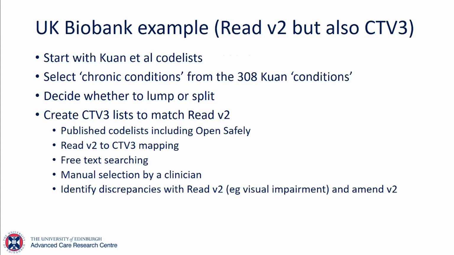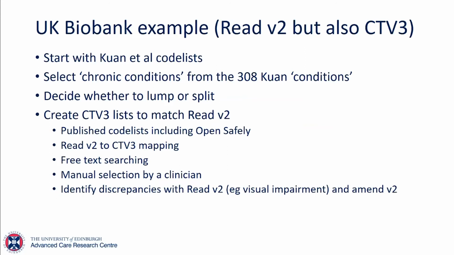Okay, so in UK Biobank, we have an MRC and NIHR funded study looking at depression and physical disease accrual. And half of UK Biobank, you get GP data as well. And so we start with Valerie Kwan's code lists. We then select chronic conditions from those code lists because they're not all chronic. And then we decide how much we're going to lump or split them. And then we're faced with the problem that all of her code lists are Read version 2, but most of our data is Read version 3. So now we need to map from one to the other.